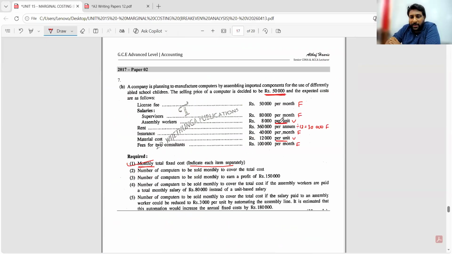But rent will not change based on the number of units, no. Supervisor salaries will not change based on the number of units. License fee will not change based on the number of units, no. It is given per month. Material cost per unit they have given. So 2 units 24,000, 3 units 36,000. That means when the units change, if the cost is changing, that is variable. Consultant fee will not change based on the number of units. Consultant fee per month 100,000. Even if it is one unit or 50,000 units, 100,000 is 100,000. It will not change. So that is fixed. Clear, Fatima?